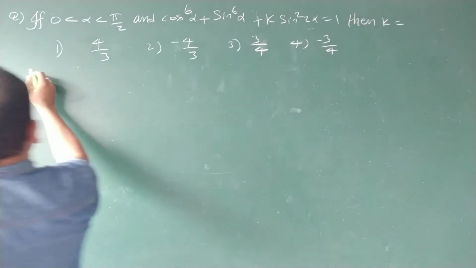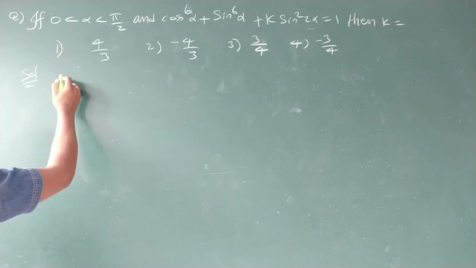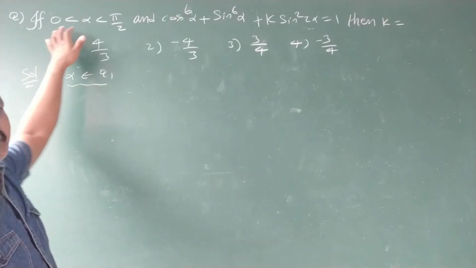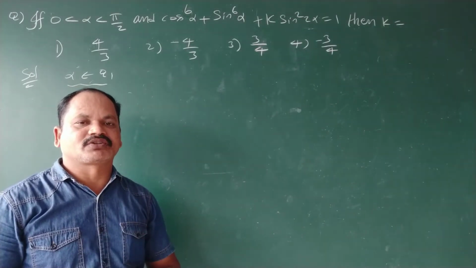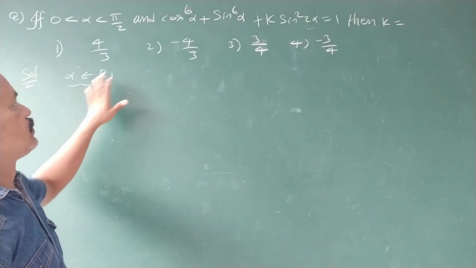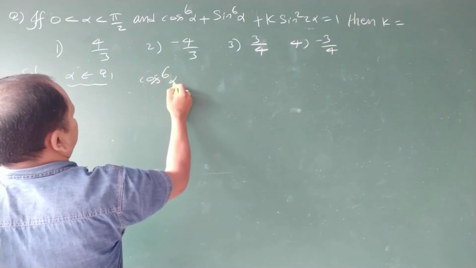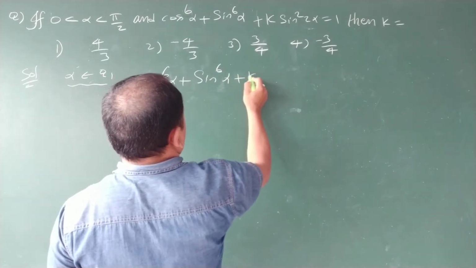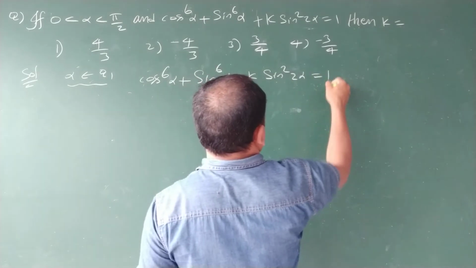Now the solution for this. Take the condition. So alpha belongs to Q1 from the given condition. 0 less than alpha less than pi by 2 means alpha belongs to the first quadrant. That's why alpha belongs to the first quadrant. Now take this one, that is cos power 6 alpha plus sin power 6 alpha plus k sin square 2 alpha is equal to 1.